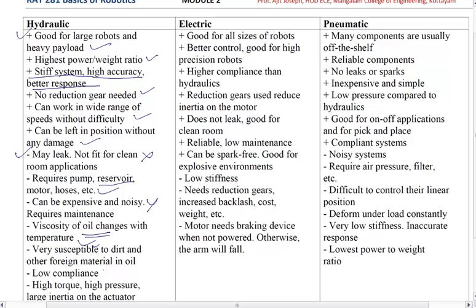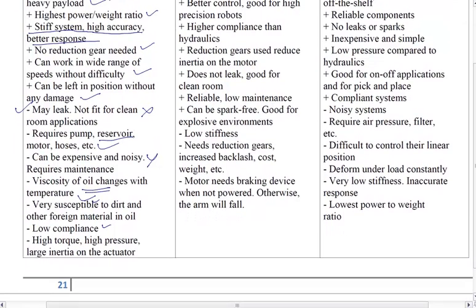Hydraulic systems have very low compliance. That means it is not very easy to use, and the power that we are using, or the high torque that we are using, is really high. So we cannot use it for very low power applications.